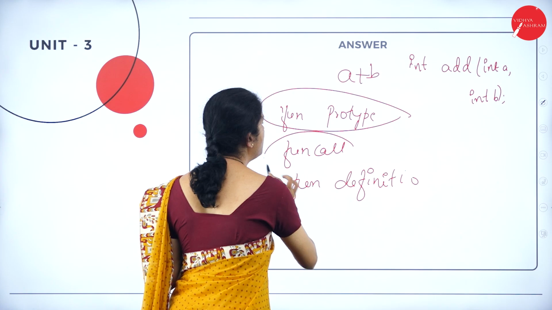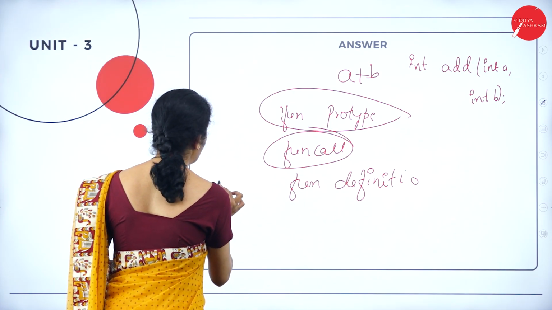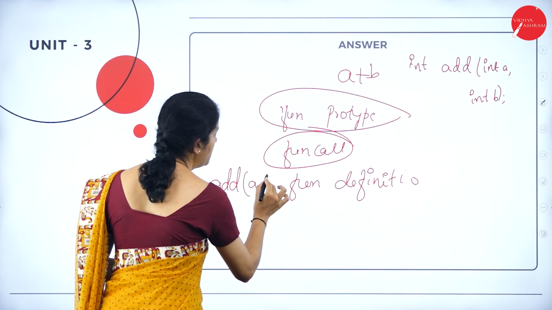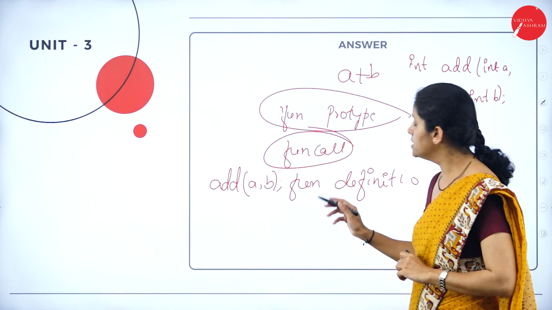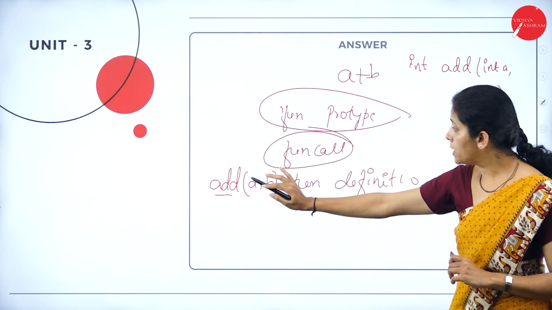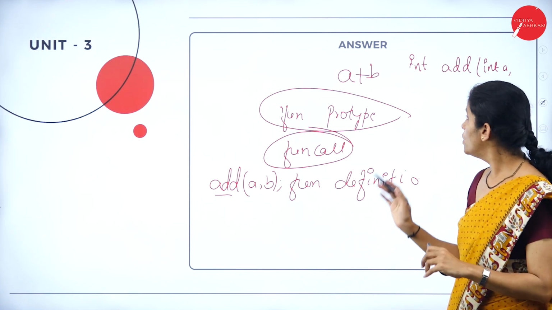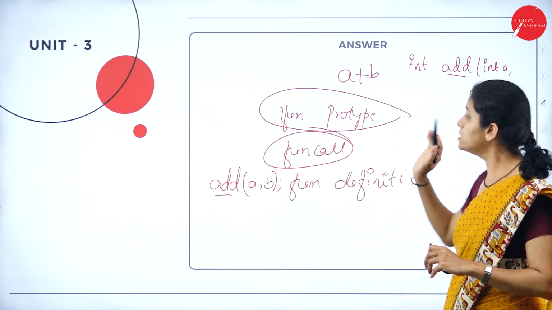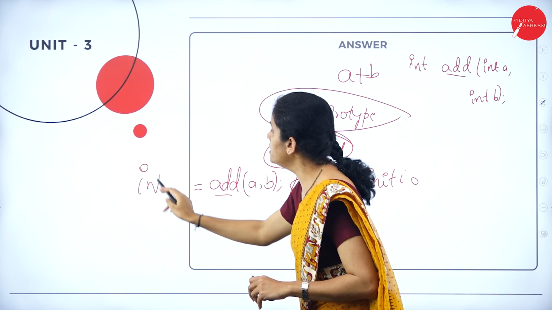Then I'm going to have the function call. Where do I write the function call? In my main function: add(A, B). So I'm going to call the function. See here, my function name, return type as well as parameters must be the same. Here add is my function name, here also add. How many parameters? 2. And this function returns some value, say it is int C.